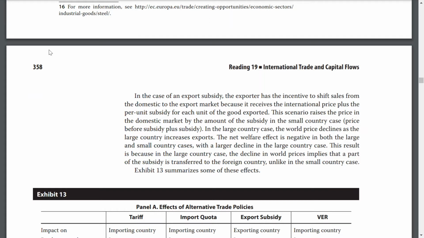The net welfare effect is negative in both the large and small country's case, with a larger decline in the large country's case. This is because the decline in the world price implies that a part of the subsidy is transferred to a foreign country, unlike in the small country's case. Exhibit 13 summarizes some of these effects.